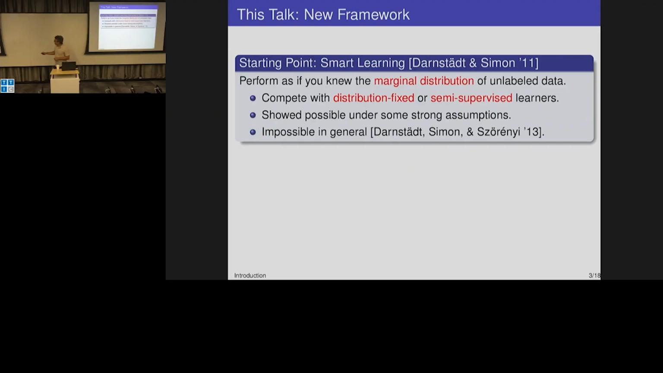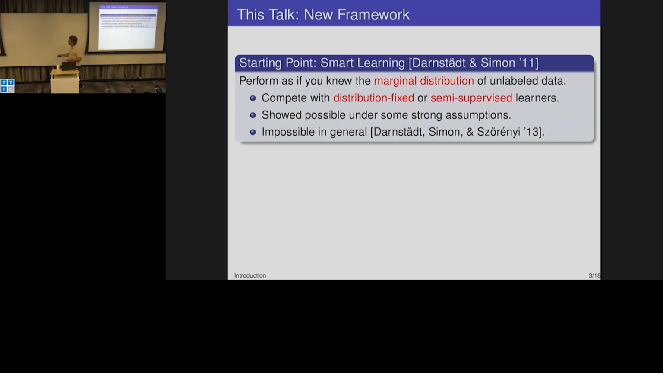So if your learner is smart, it does as well as if it knew this marginal distribution. One way to interpret that is that this learner competes with the best, what we call distribution fixed learner. This is a learner that fixes the marginal distribution up front and caters itself precisely to that distribution. Or equivalently, you're competing with what are known as semi-supervised learners. These are learners that have a lot of unlabeled data, so it's almost as if they knew the marginal distribution. So you want to compete with those distribution fixed learners or semi-supervised learners, even though you don't actually get the same knowledge of the marginal distribution. That's smart learning.